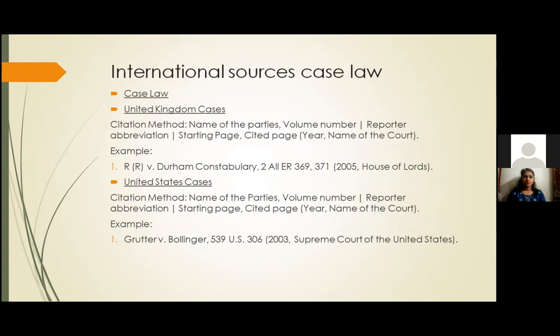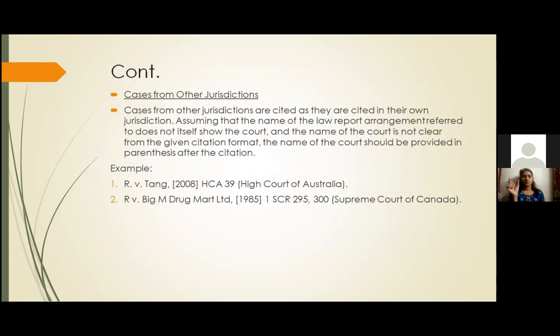International cases, how do we cite? Simple: name of the case, then the particular case citation, the year, and the name of the court. If you are definitely taking it from other jurisdictions, you will mention it in brackets as we've seen here.